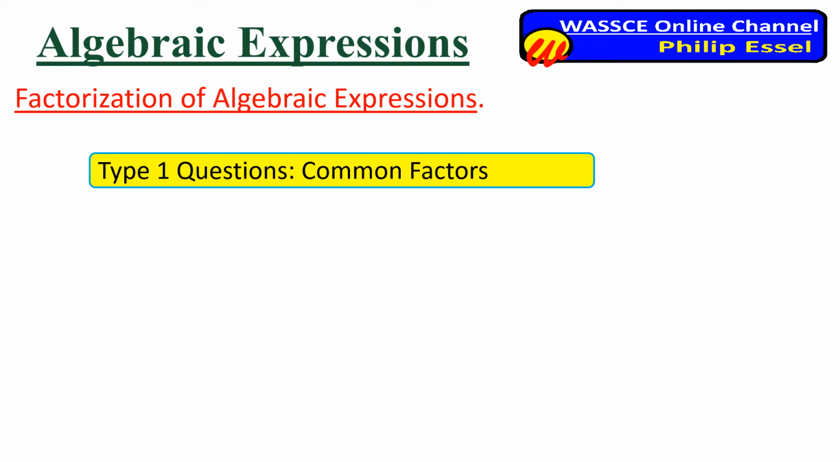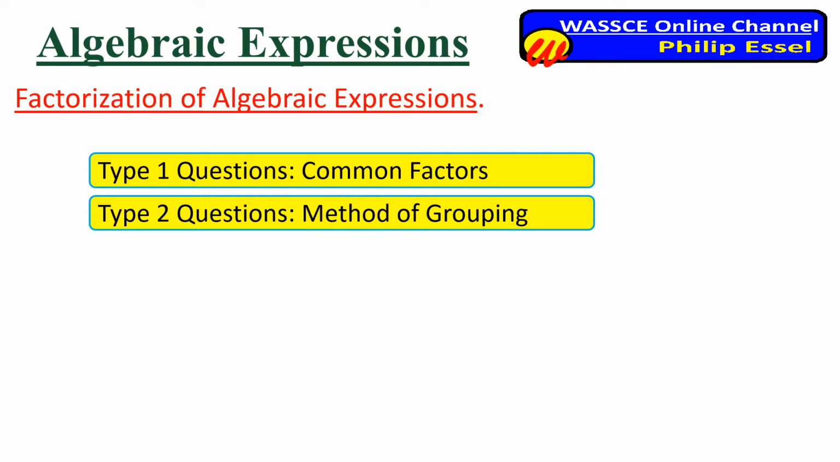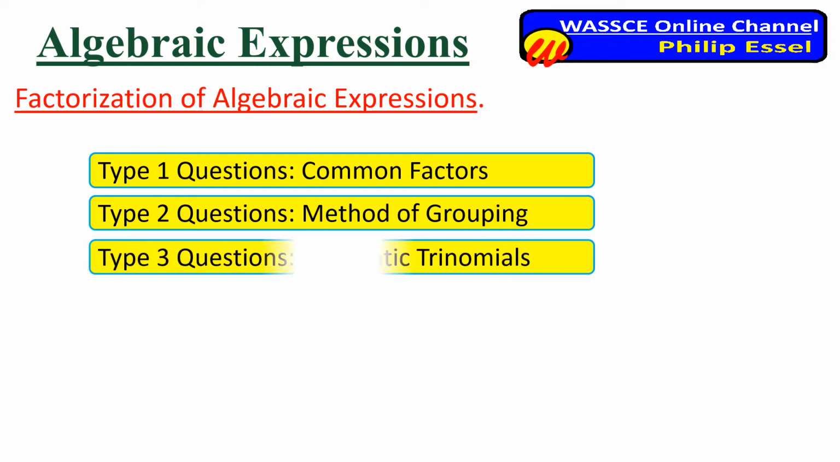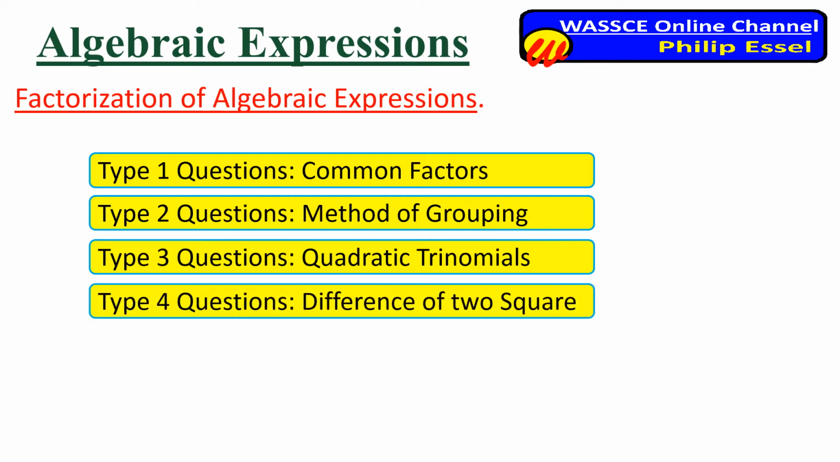You also have the type 2 questions, where you use what we call the method of grouping. Then we also have the type 3 questions, where you are given quadratic trinomials and you will be expected to factorize them. Then the final type, the type 4 questions, where you have to deal with difference of two squares. So we'll be looking at each type in our next slide.